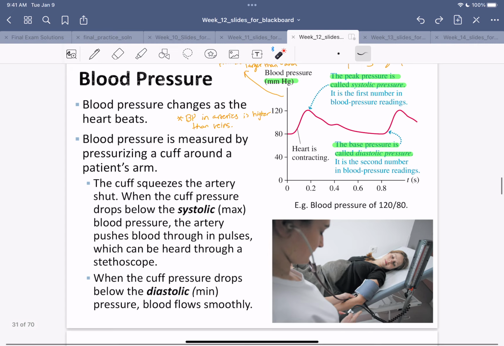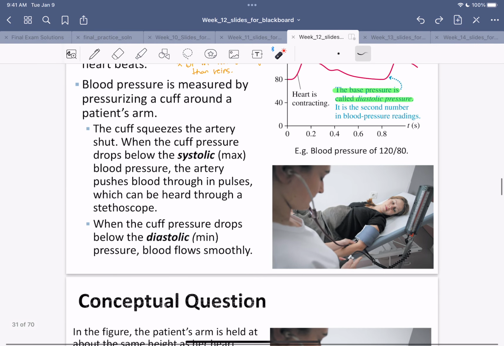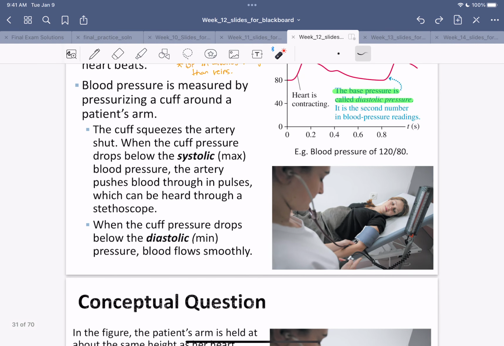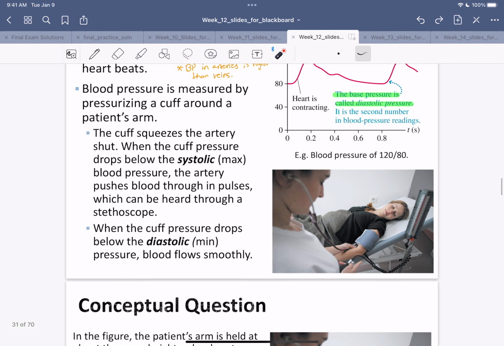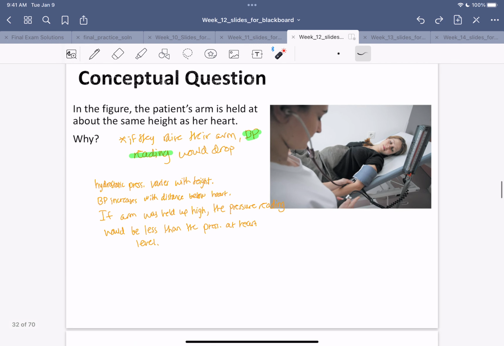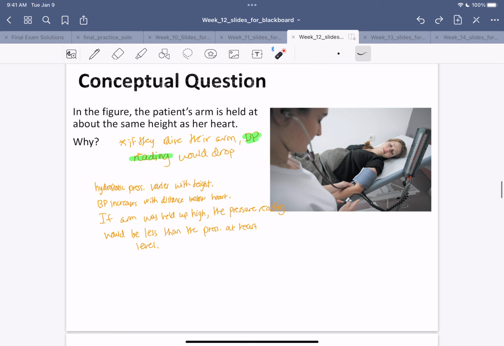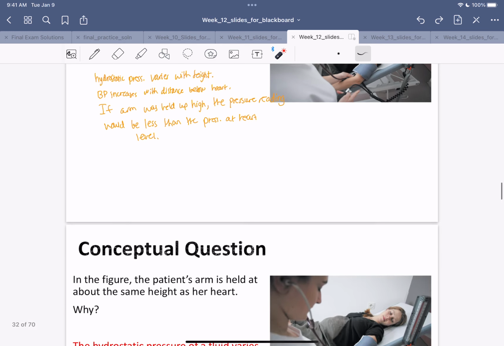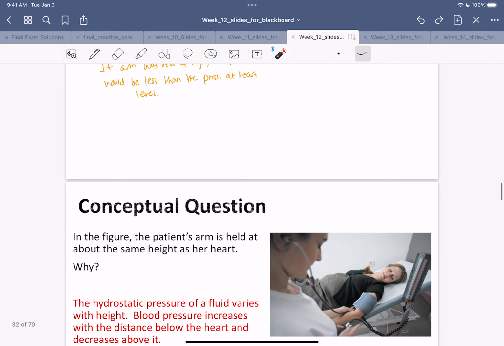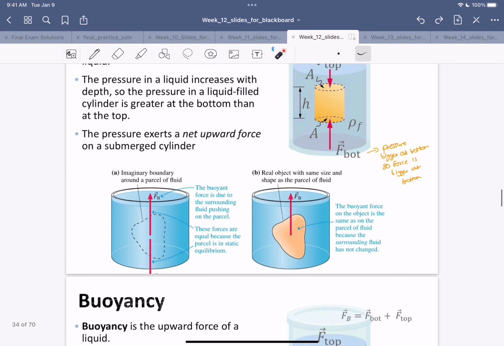Is this necessary to go over? For a doctor, yes, but I don't think this is necessarily going to be on the exam. The only thing is, in a real life situation, if you're measuring blood pressure, you measure it at the height of the heart, because otherwise, if you measure upwards or downwards, you're not going to get the exact reading because you're not at the same height as your heart. But that's about it that you need to know for those two slides.